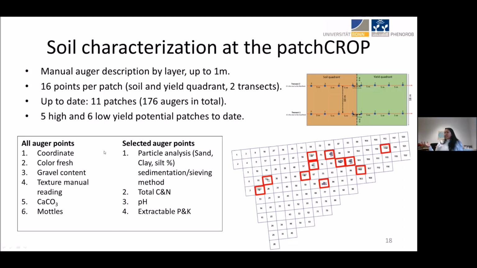And then from these soil augers that we collect from the field, we take a selected amount that we bring to the university to conduct further analysis, to identify the soil particle analysis for each texture class, also the total carbon and nitrogen content, the pH, and the extractable P and K. And all of this information serves us to have a very detailed input on the soil properties, and to be able to try to simulate the crop responses to all of these heterogeneities that we see in the field.